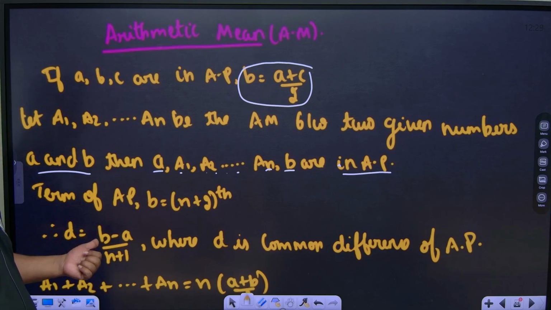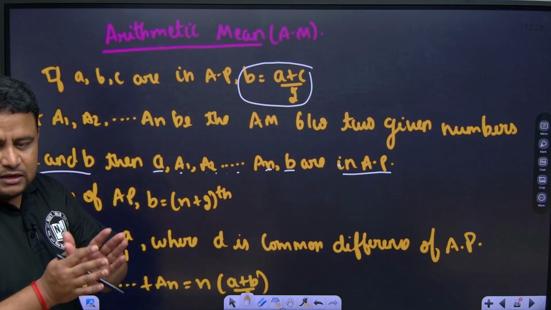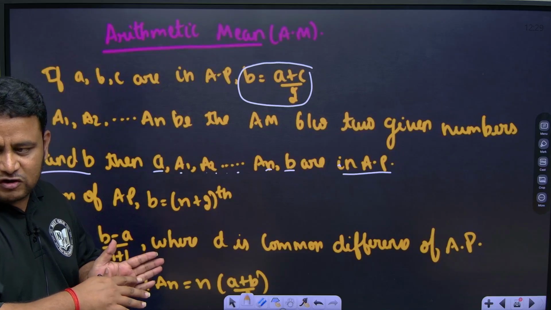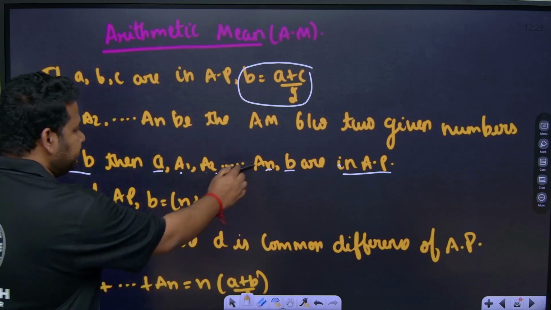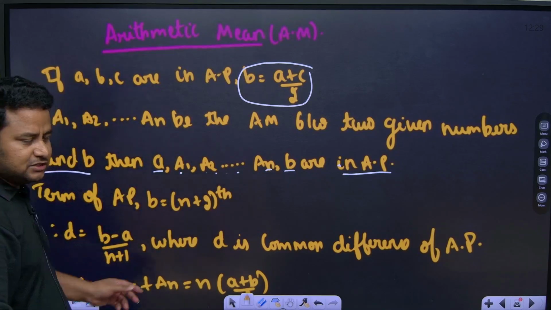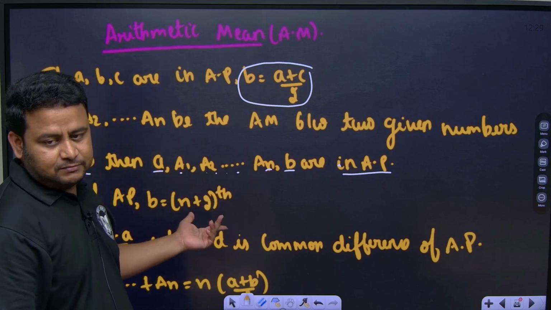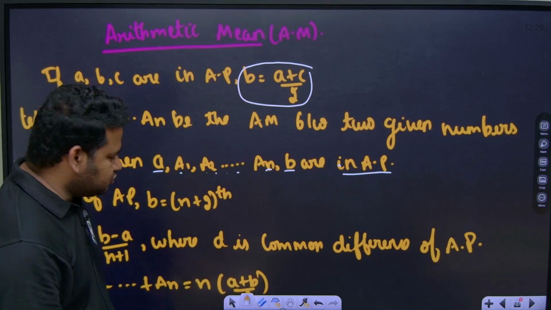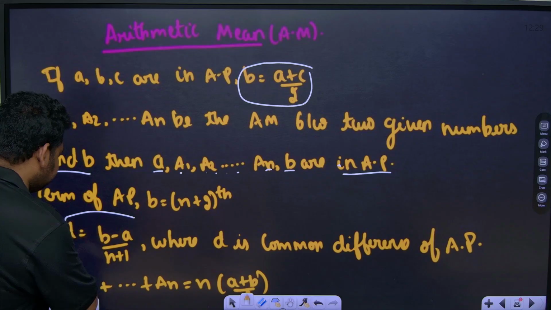Common difference, how to find it here? Earlier you were finding the current term minus the previous term for the common difference. Here what you will do? B minus A divided by n plus 1. n plus 1 is the total number of terms plus 1. No need to understand why. So here it is B minus A divided by n plus 1.